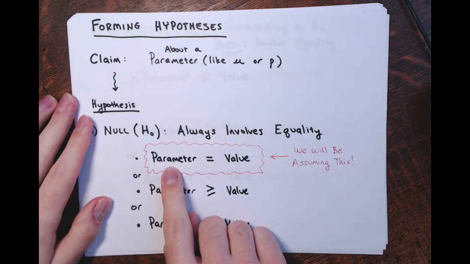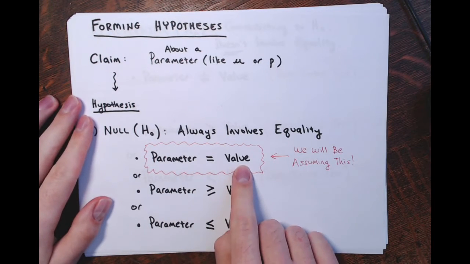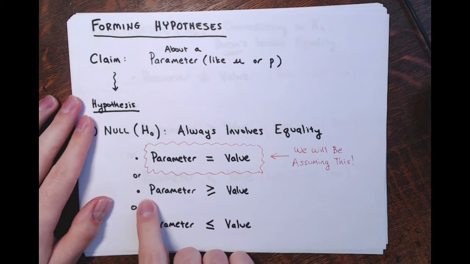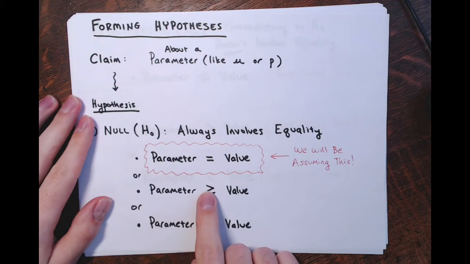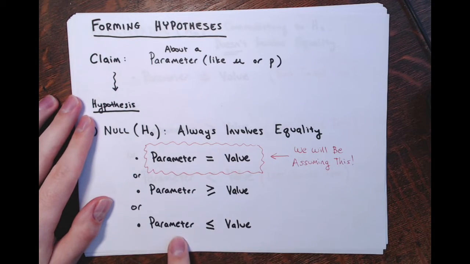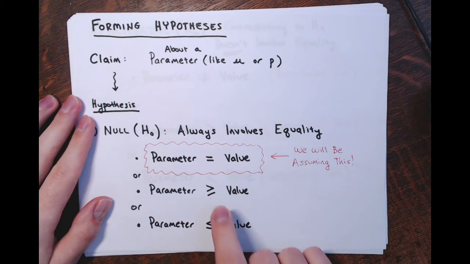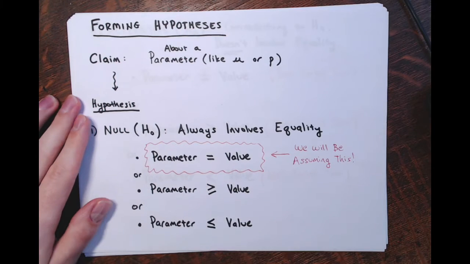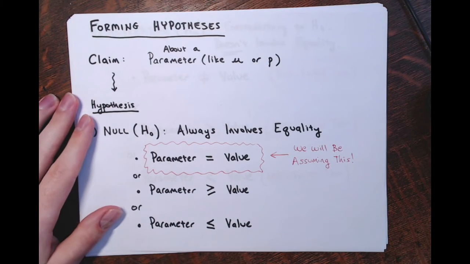So either the parameter equals some value, or it could look like this: the parameter is greater than or equal to some value. Or it could look like this: the parameter, mu or p, is less than or equal to some value. But either way it looks, it has equality involved in some way.